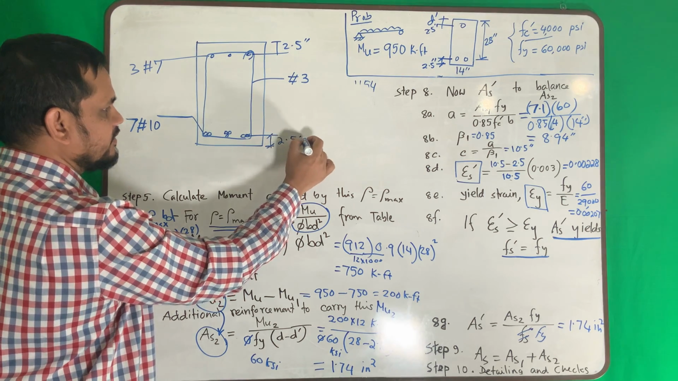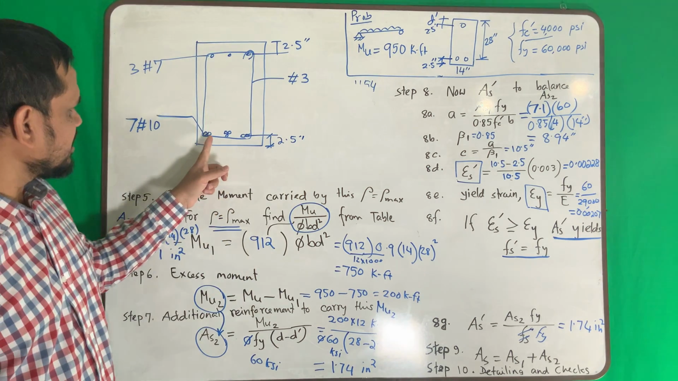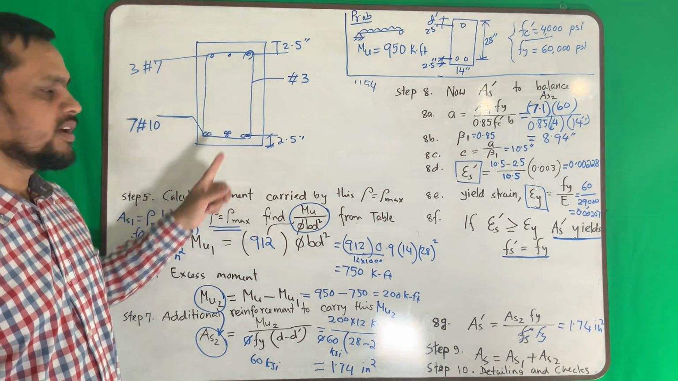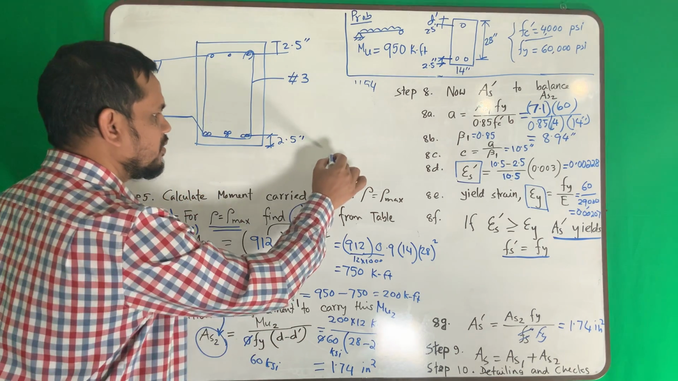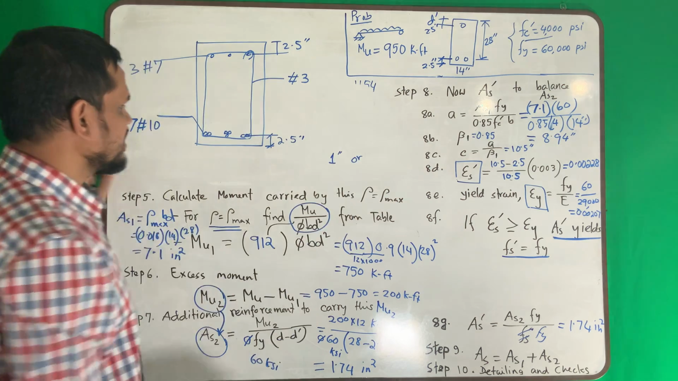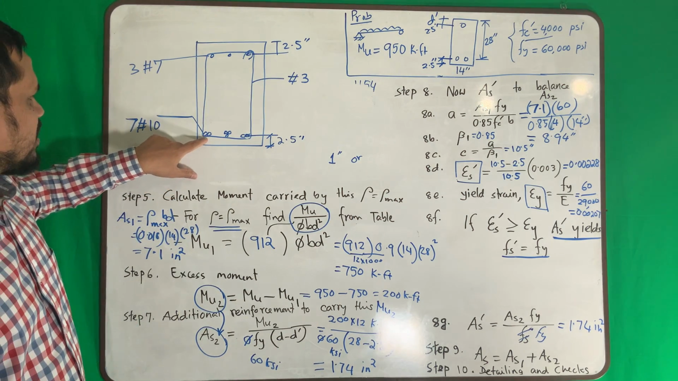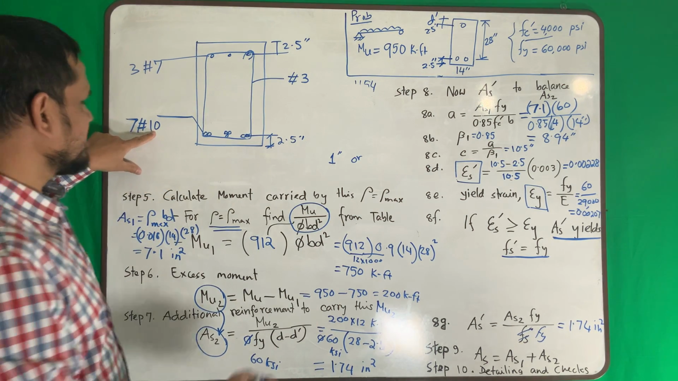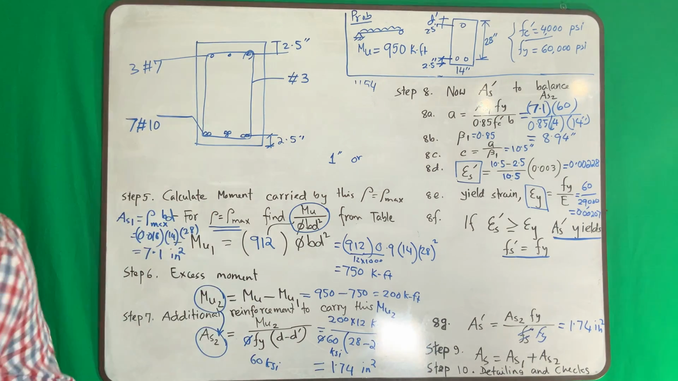So 2.5 inch. Now I should set the minimum spacing here. Minimum spacing should be 1 inch or bar diameter. Bar diameter here is set by 2 bars. That means 2 number 10. So what is the diameter of the number 10?